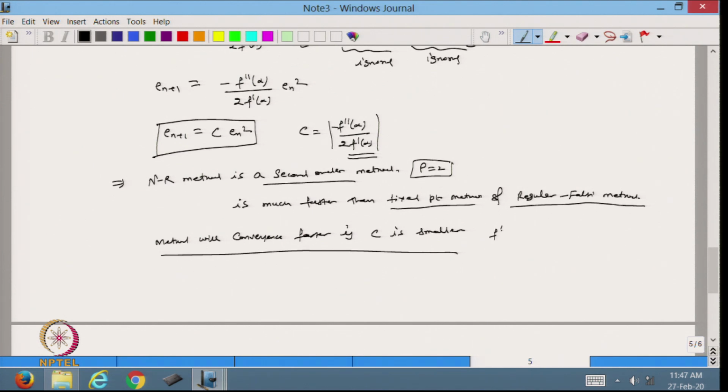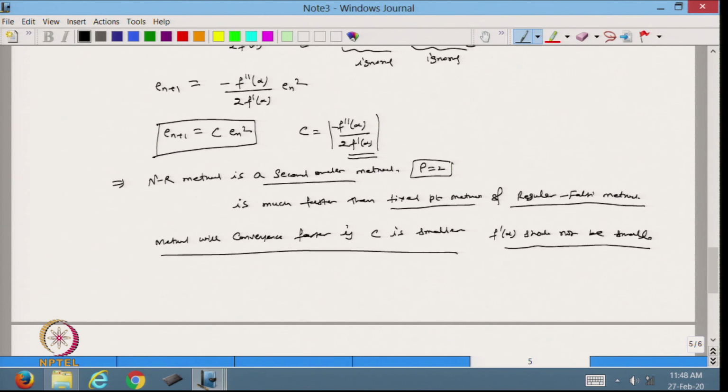So, my f dash alpha should not be small, because if my f dash alpha is small, then the C will be very large, and even in that case the sufficient condition for convergence is not satisfied.